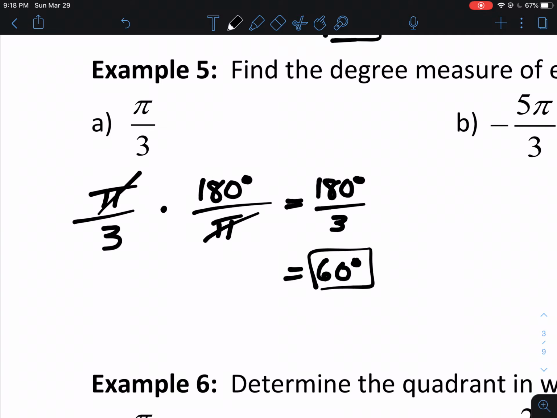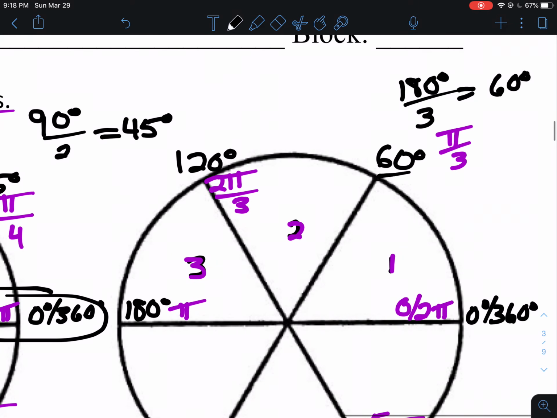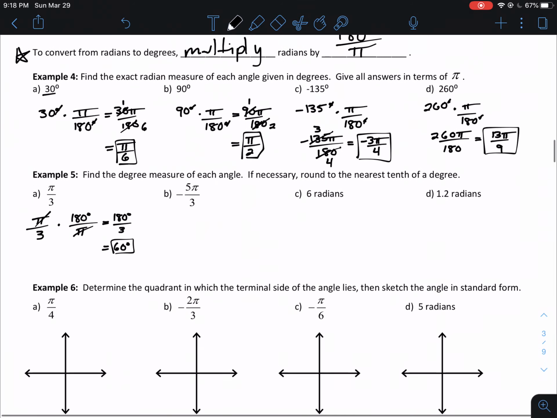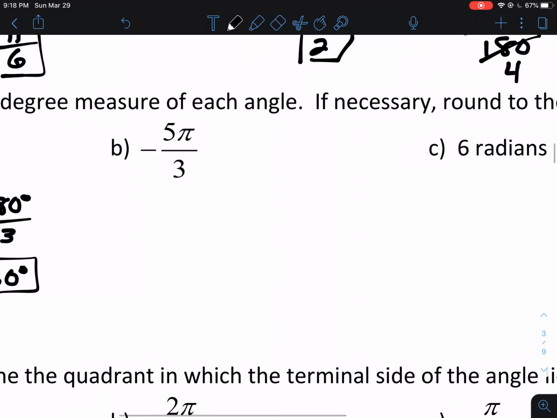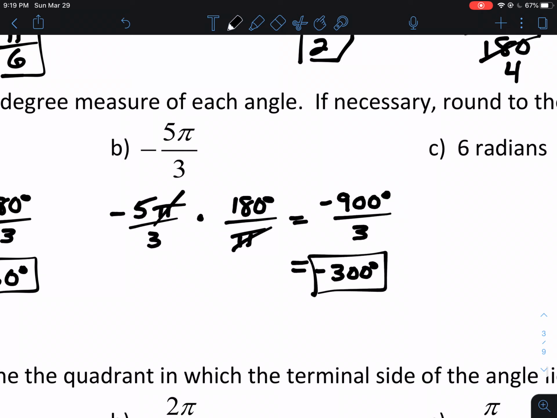This is another one that we could check ourselves with. We actually did this one up above. We said that 60 degrees was the same as pi over 3. Okay. So for B, negative 5 pi over 3, let's go ahead and convert that to degrees. So we're going to multiply by 180 degrees over pi. So the pi's are going to cancel. Take negative 5 multiplied by 180 is negative 900 degrees divided by 3. And when you divide that, you end up with negative 300 degrees.